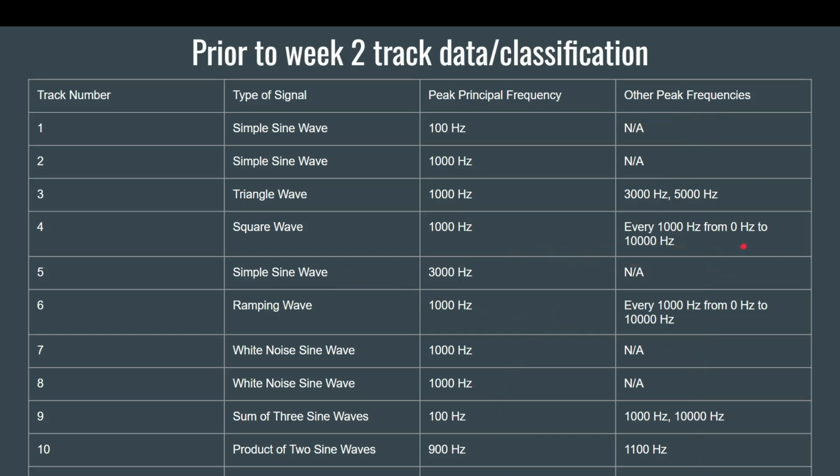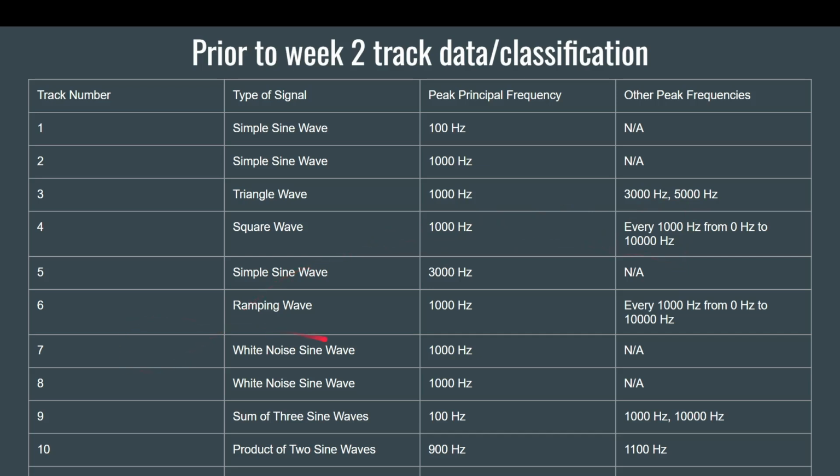Some notes I want to make about some of the signals is that the square wave and the ramping wave both had other peak frequencies of every 1,000 hertz from 0 to 10,000 hertz. For the square wave specifically, the second highest peak was at 3,000 hertz, and for the ramping wave, the second highest peak was at 2,000 hertz.